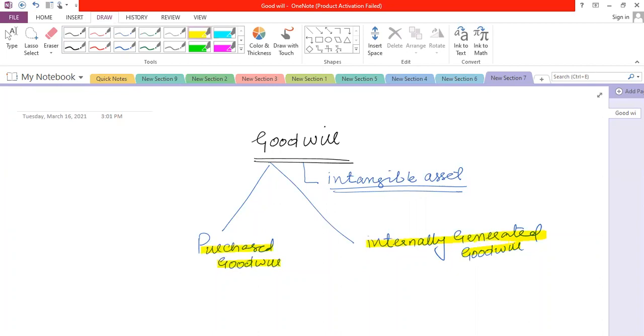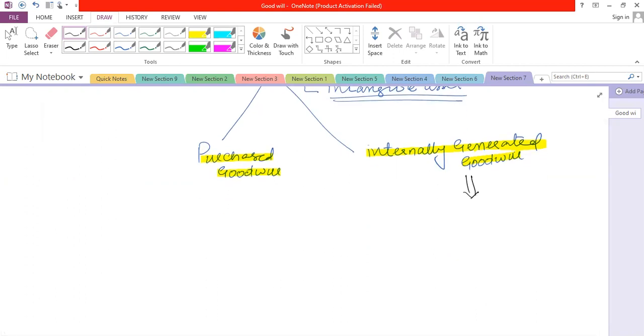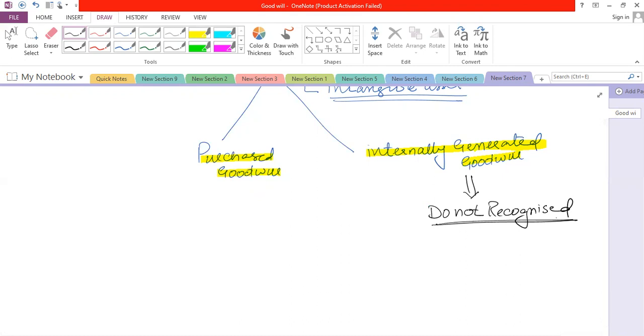Now, as we know, we have to account for all the business transactions. So the question is whether we are allowed to recognize goodwill or not. Let's discuss it in detail. As far as internally generated goodwill is concerned, the accounting standards do not allow the company to recognize it. And if you incur any expenditure creating something beneficial for your organization in terms of reputation, you still cannot capitalize those expenses as goodwill. You have to charge them in the profit and loss account.